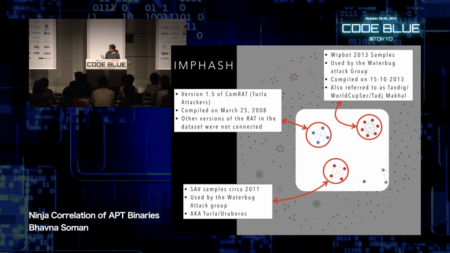On the top right, we see the large red cluster, which is a group of samples of a malware called WeepBot. All of these samples had the timestamp of 15th August 2013. And this was used as a first stage dropper by the Waterbug attack group. These were also linked together by the imp hashes.